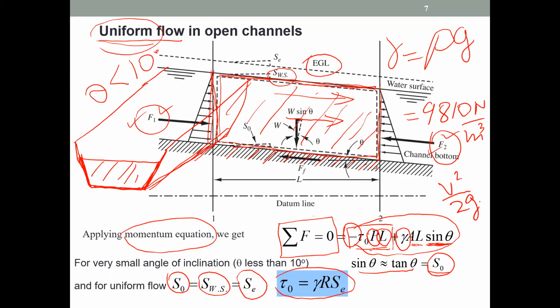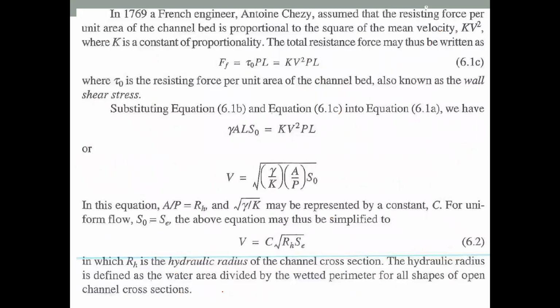So this velocity head is constant if you are talking about a uniform flow. That is why when the flow is uniform, the slope of the channel bed is equal to the slope of the water surface. It is equal to the slope of the EGL, right? That is the characteristic of the uniform flow. All right, so now we have this equation.